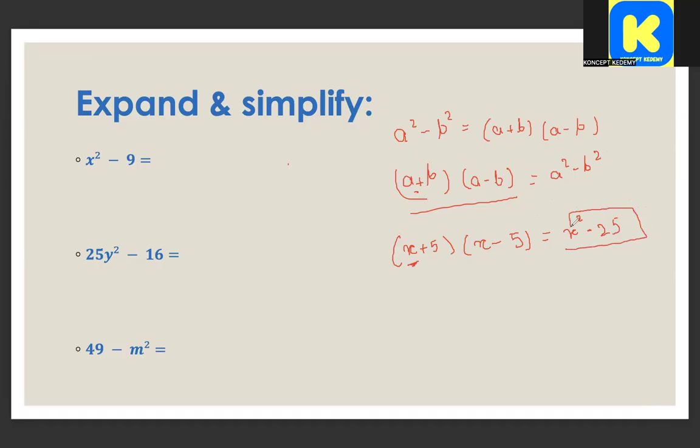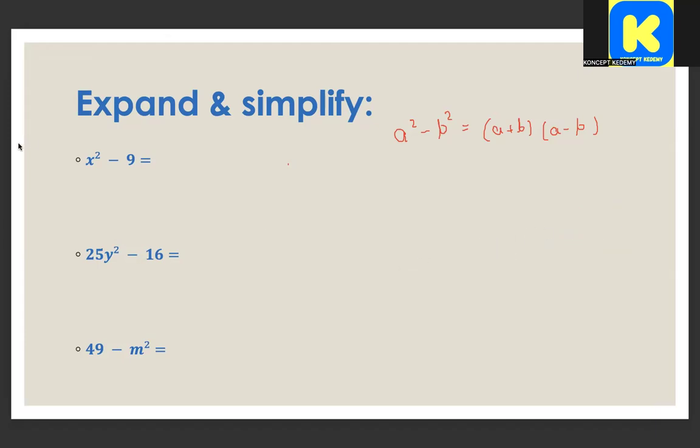Now this part is given, and we need to expand it. So let's do it. We know that a square minus b square is equal to a plus b, a minus b. And the given question is x square minus 9. In the place of a there is x, so a is equal to x, and b is equal to 9. So a square minus b square is equal to a plus b, a minus b. So this will be x plus 9, which is a plus b, and a minus b.